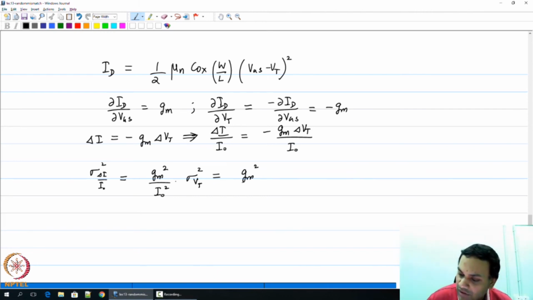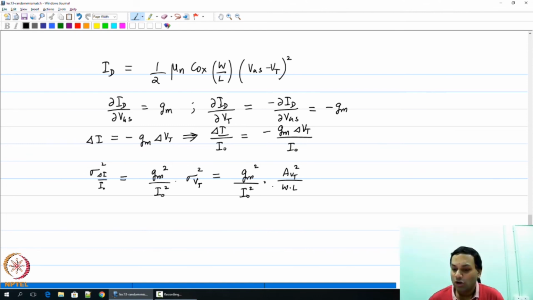And now what is sigma squared Vt? This is nothing but Gm squared by I naught squared times AVT squared over W times L. Now this is telling us that for a given AVT in a particular process, if you increase the area of the device, the relative effect on delta I becomes smaller. For a larger bias current, this effect becomes smaller, and so on, right?